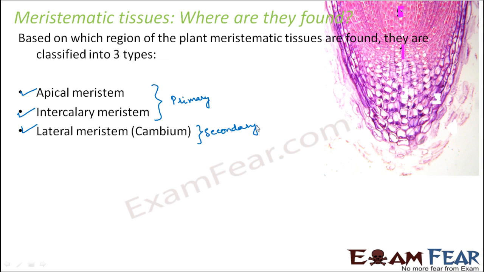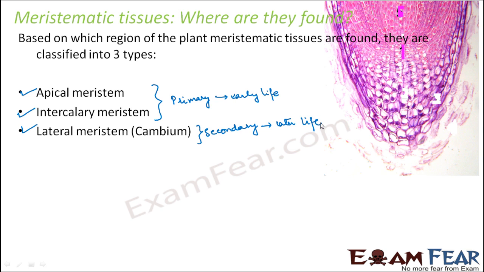Now, primary meristem generally appears early in the life of a plant, so it forms the primary plant body. Whereas, secondary meristem occurs in the mature regions and appears in the later life of a plant. That is why the name primary and secondary. Primary appears in the early life of the plant, secondary appears in the later life, after maturity.